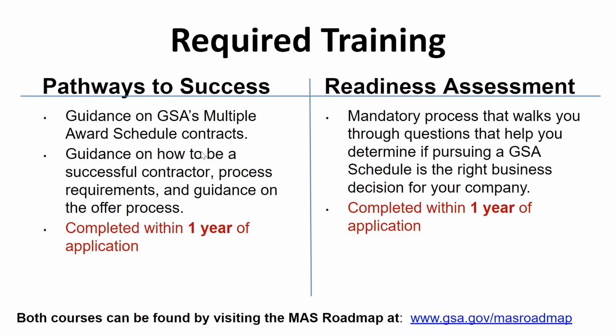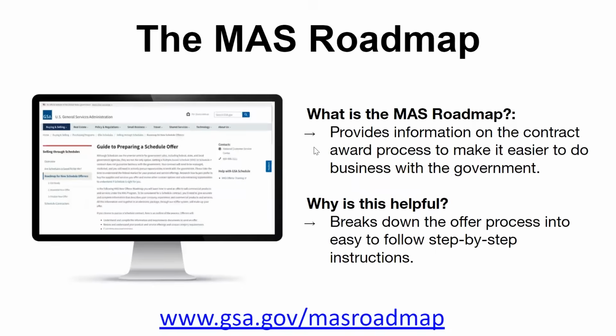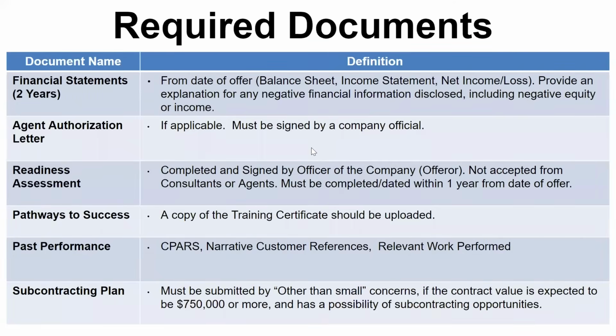Appreciate that. So your pathways to success and readiness assessment can be accessed at the GSA.gov Mass Roadmap. In fact, just a plug here, if you go to www.gsa.gov/Mass Roadmap, you can find a lot of good information that we're discussing here with respect to getting on the schedules program. You can look at the document, and it really just breaks down the offer process step by step. So please visit the website, not just to access the trainings, but to also follow and get more information on preparing your offer. So now we're going to jump into the required documents section.